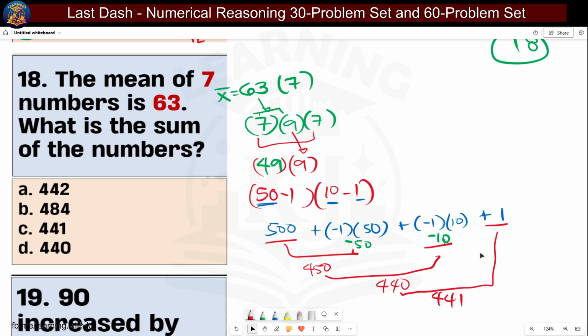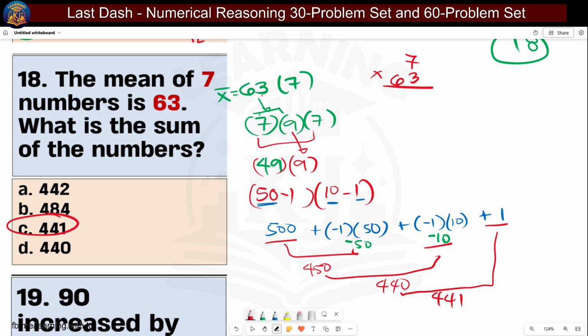Hindi na ako magre-rewrite ng number. So, we have 441 or letter C. Pero pwede rin naman yung pinakamadali, yung pinaka-obvious. We have 63 times 7. Okay, this is how I multiply, just in case.